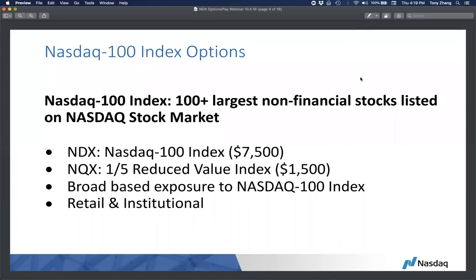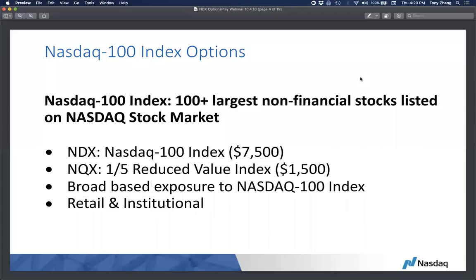And there's 2 indices that you can trade depending on the size of your account. And we'll go over each one and which one you should use for your portfolio. But the full Nasdaq 100 index is roughly around 7,500 at the current levels. So it's almost like trading a stock option that's currently trading at $7,500. So it's a very large notional contract.